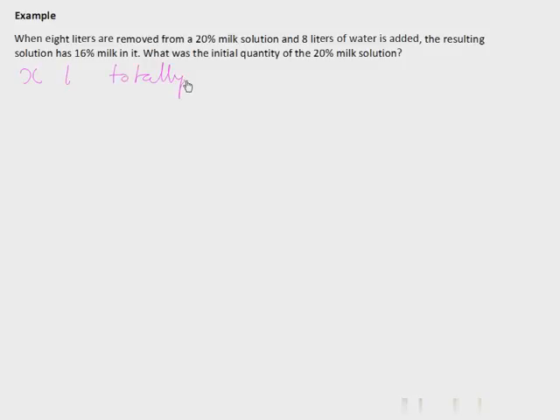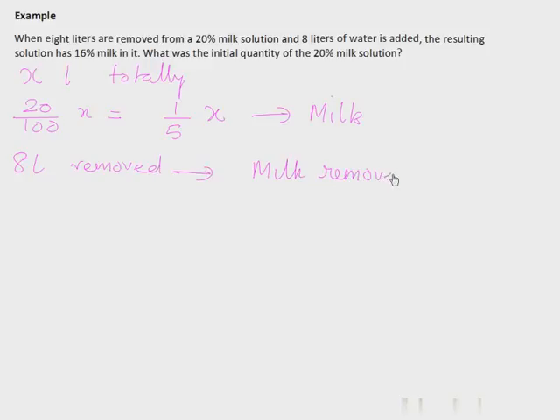So how much of it was milk? Well, milk was 20%. So the milk in it was 20 by 100 X, or 1/5 X was the amount of milk. Then I removed 8 liters. How much milk did I remove? Well, the milk will come out in the ratio in which there is milk. 1/5 of what is removed is milk and the rest of it is water, because you're removing the entire solution. So milk removed will be 1/5 of 8. That's 1.6 liters of milk was removed.